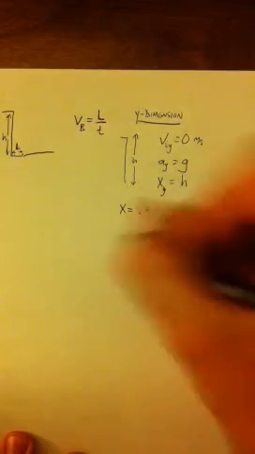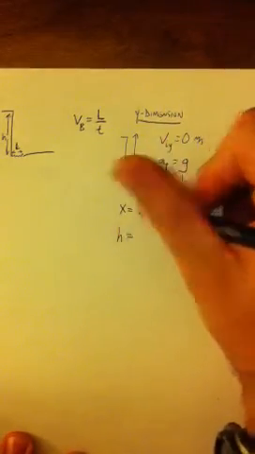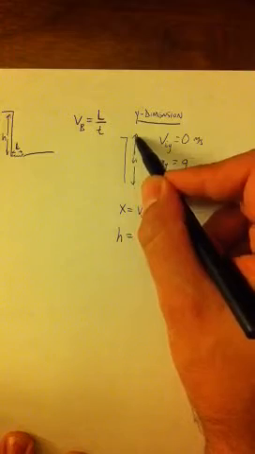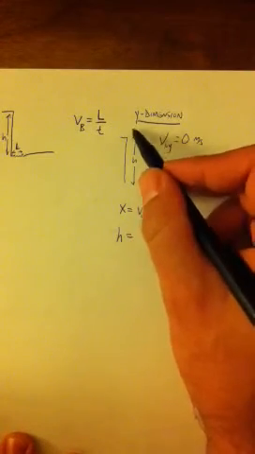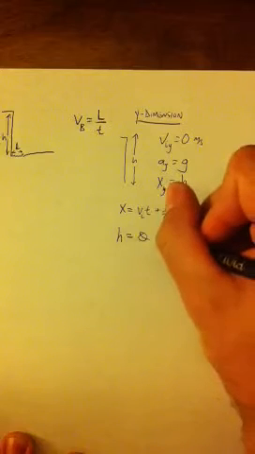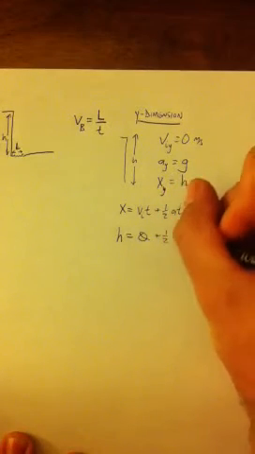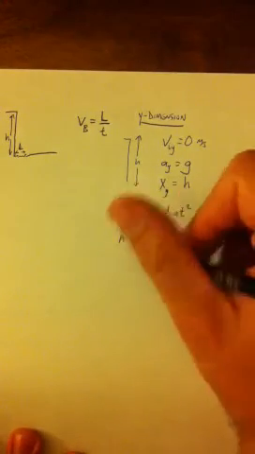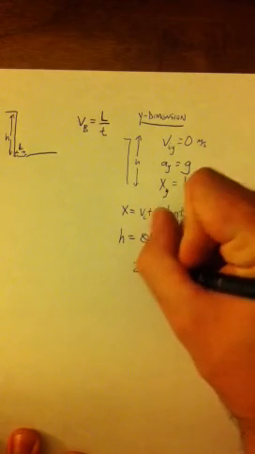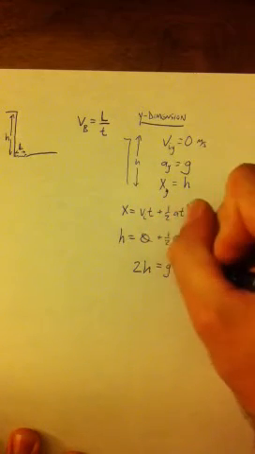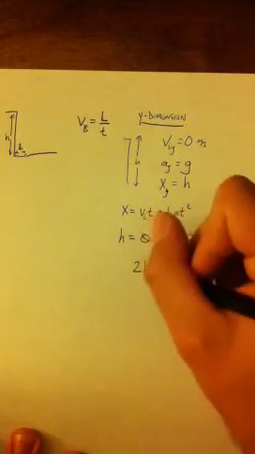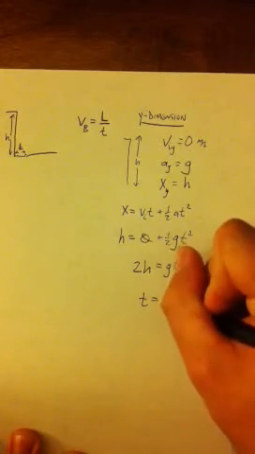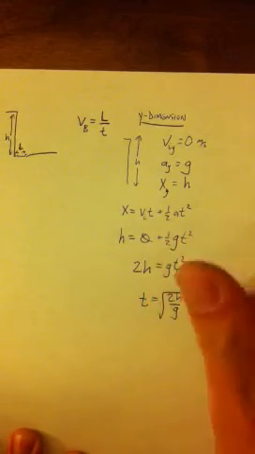So x is h. For v initial, since he's running off, its initial y velocity is 0, basically like if you dropped a ping pong ball here. So the initial y is 0, so all of this is going to cancel out, plus 1/2 our acceleration, little g, the acceleration due to gravity, times t squared. Just reorganizing this, 2h equals g t squared, and so t equals the square root of 2h divided by g.